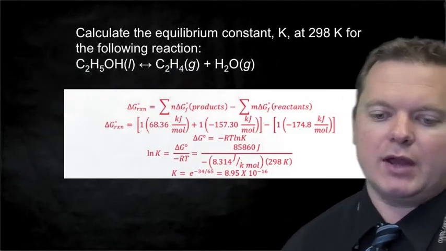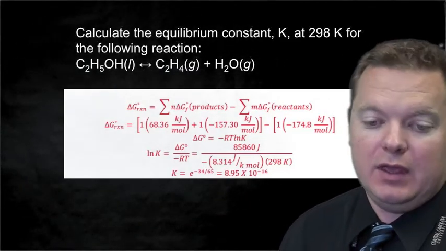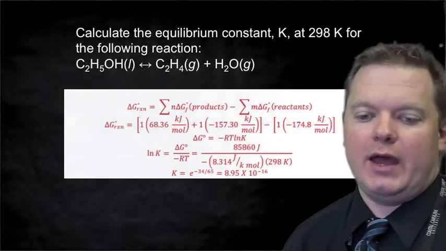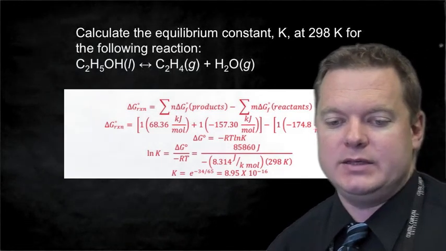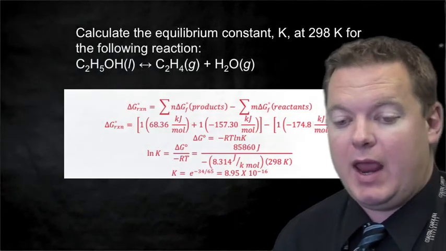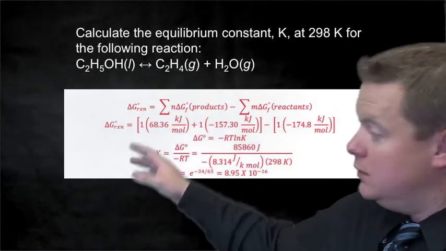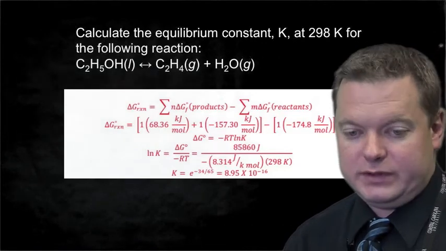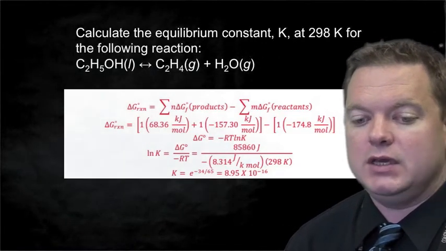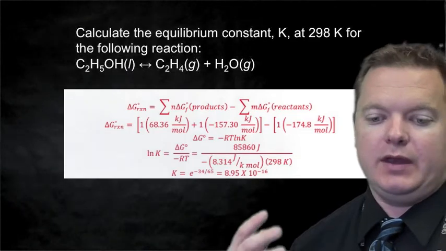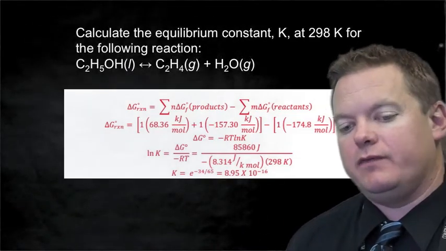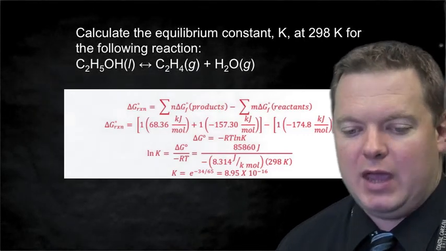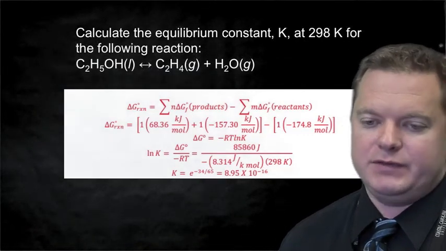Right, so if we look at this reaction here, the first thing we have to do is calculate the free energy change using products minus reactants. If we do that, we get 85.86 kilojoules. Right? Then we plug that in to solve for K. The natural log of K is equal to this delta G value over negative RT. Plug in those values, we take the inverse log to calculate K. We find that the equilibrium constant for this reaction is 8.95 times 10 to the negative 16th.